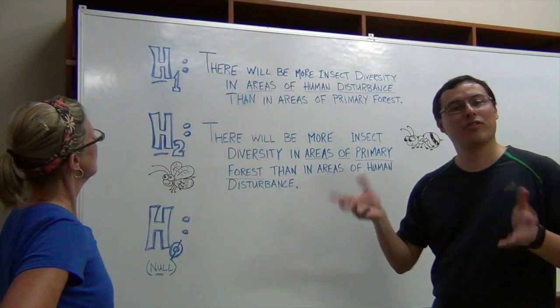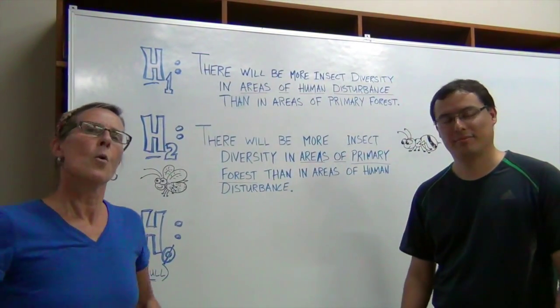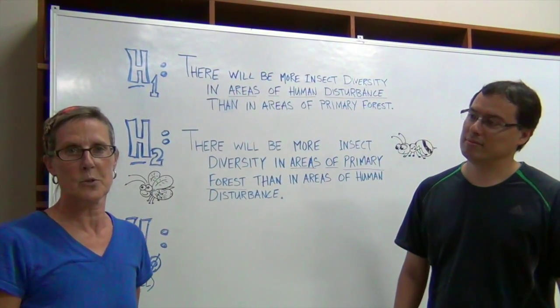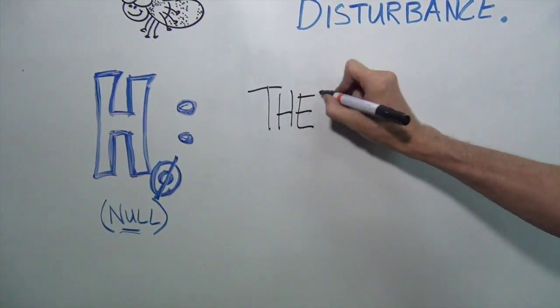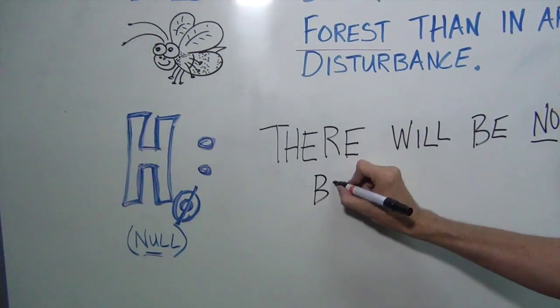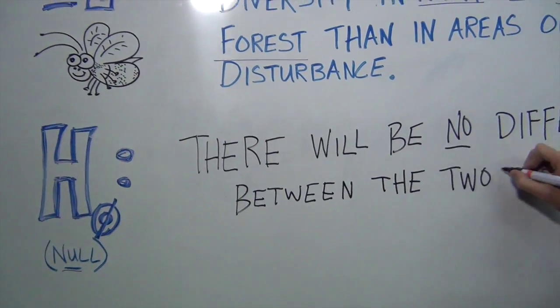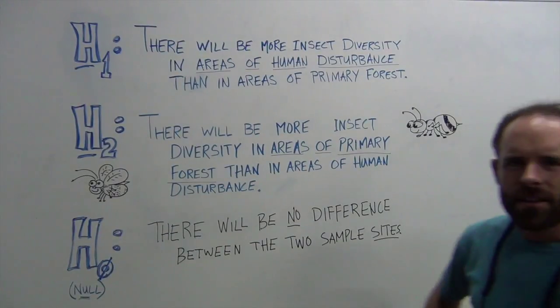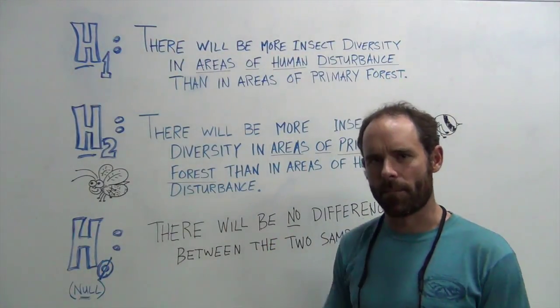Looks like we have two different hypotheses. What if after analyzing our data, we find that there's no difference between the two sites? Then we'll call that our null hypothesis. The null hypothesis is important so that scientists don't make assumptions at the start of their experiments. So now let's talk about how we're going to test these hypotheses.